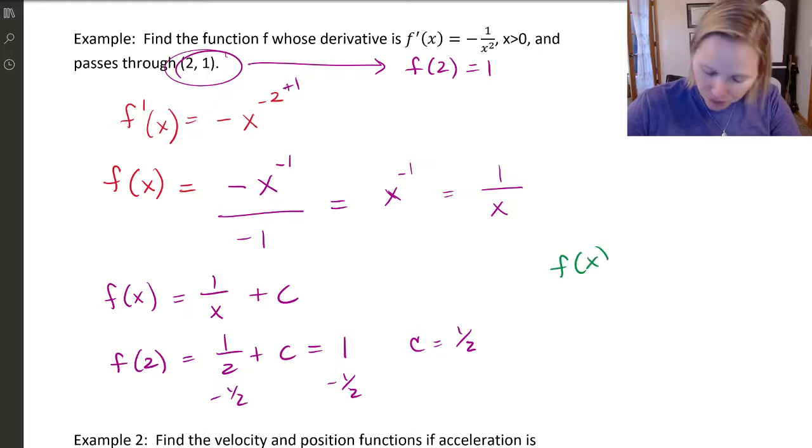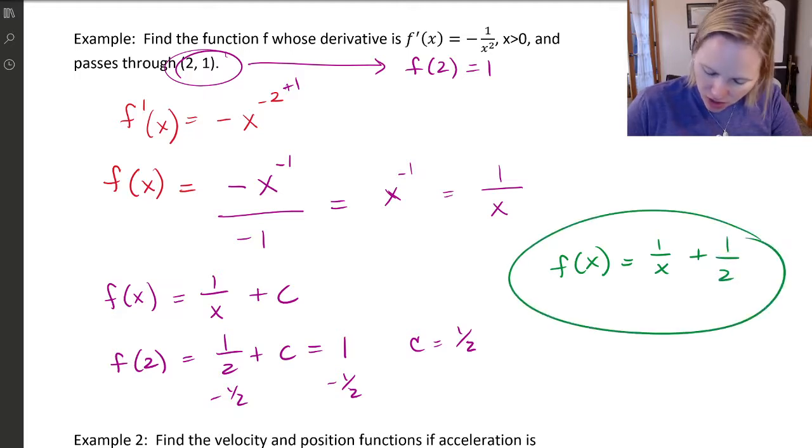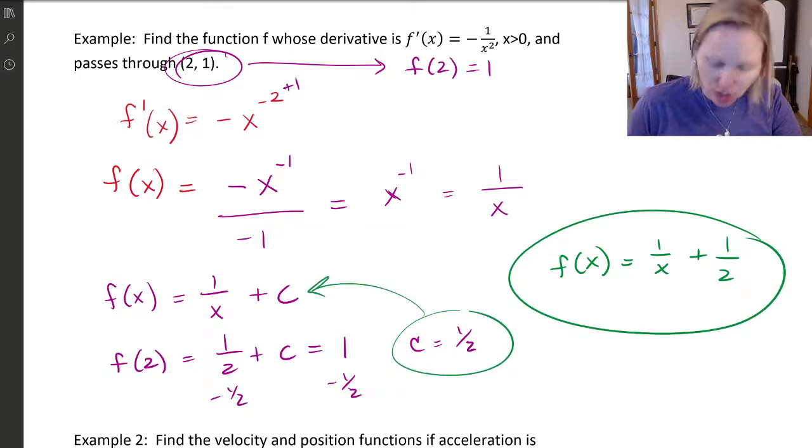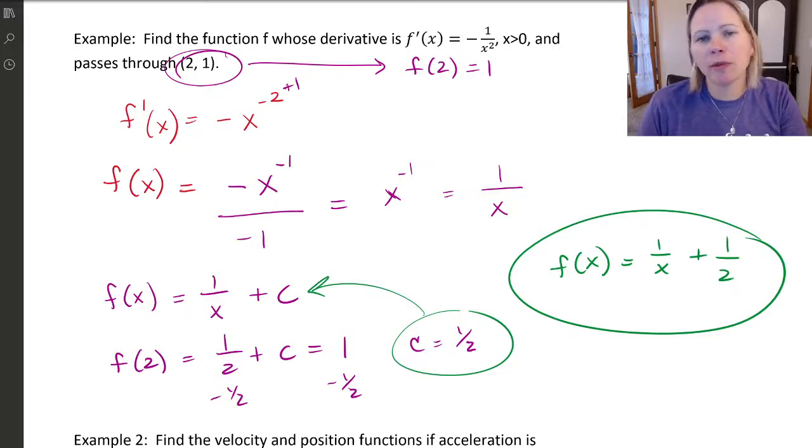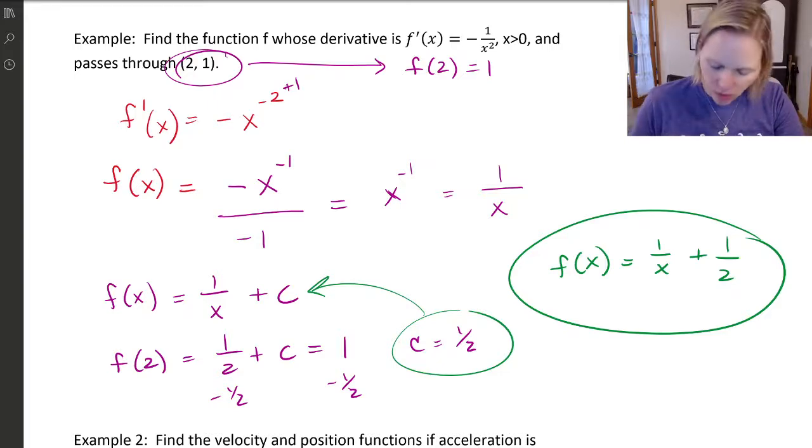F of x equals 1 over x plus c, which is 1/2. So I have to use that c, I have to put it back in for the constant. Using the initial condition is the only way I can solve for c. If I'm not given an initial condition, then I need to represent the existence of a possible constant with a plus c and just leave it like that. And we'll see some of those along the way.